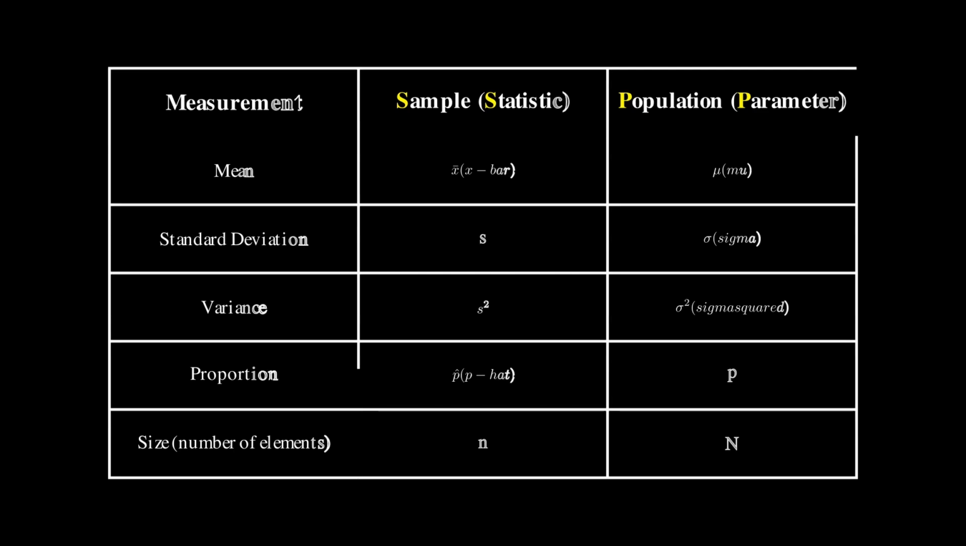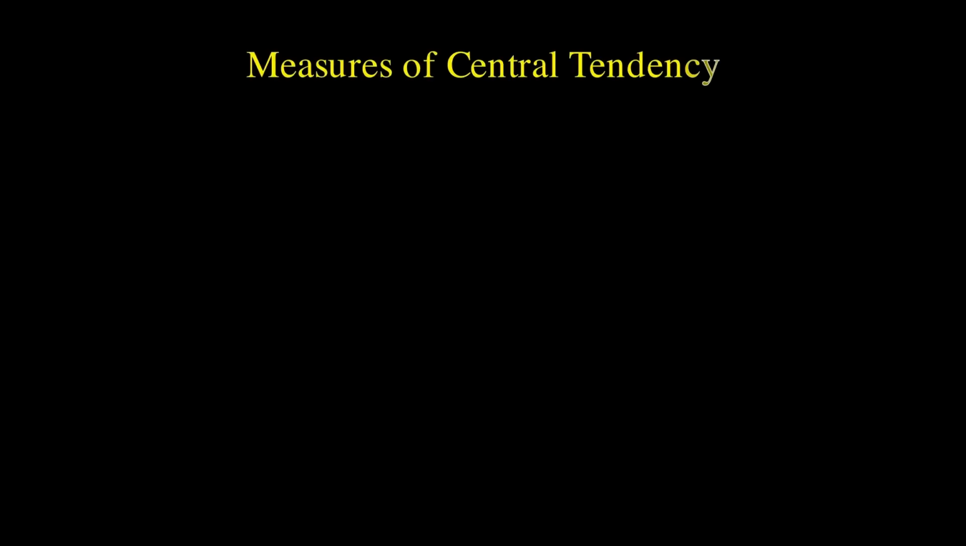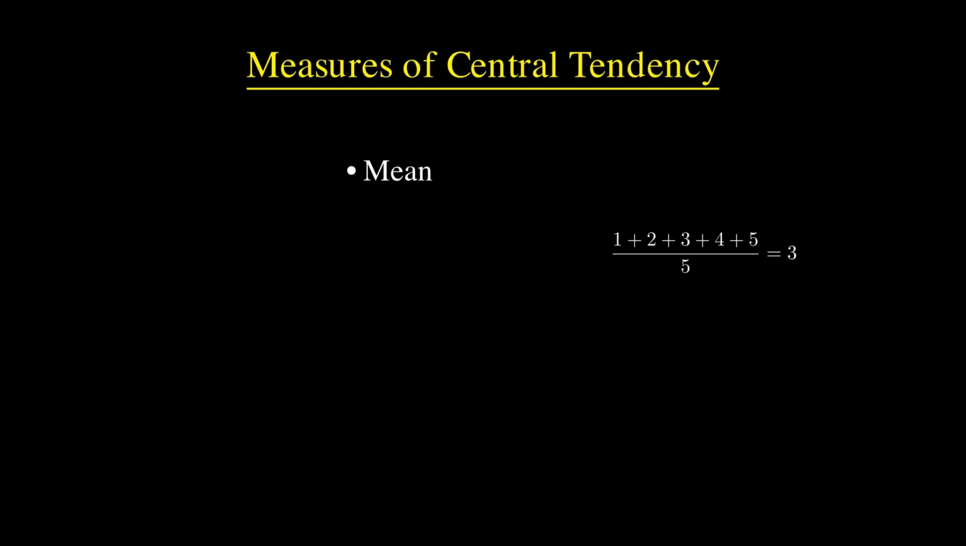So what are some examples of descriptive statistics? One example is measures of central tendency, which tell you where most of the numbers in a data set tend to cluster. These include the mean or the average, determined by adding all the numbers and dividing by how many they are. The median, which is the middle value when all the numbers are in order, and the mode, which is the number that appears the most often.